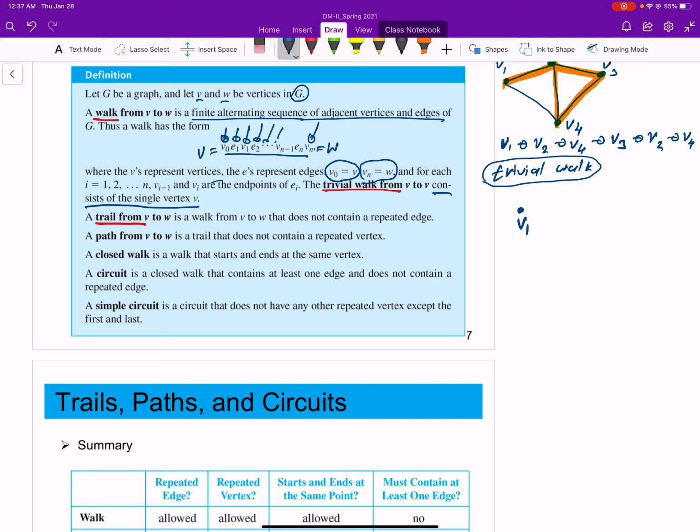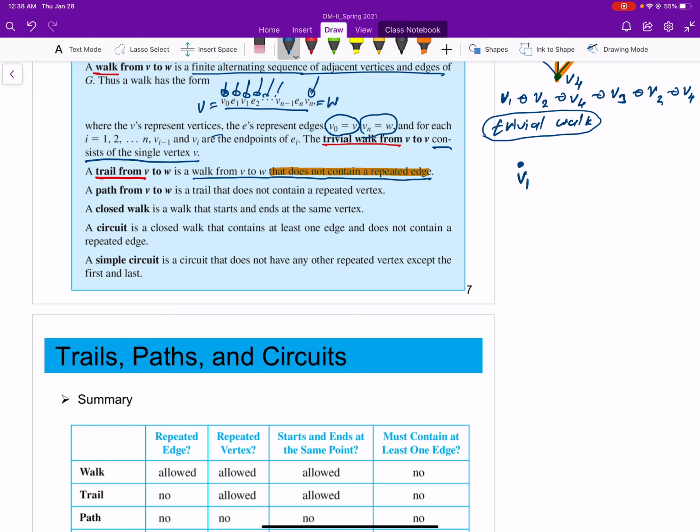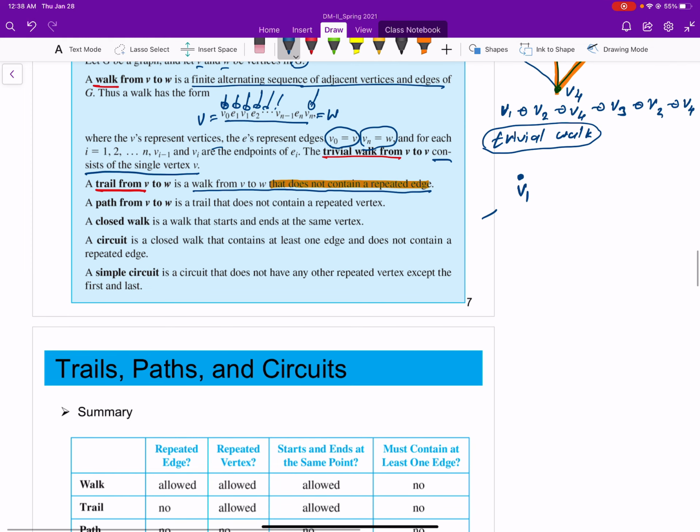A trail is a walk from V to W that does not contain repeated edges. Okay, so a trail is a walk. A walk is a sequence of edges and vertices, but especially what happened here is it does not contain repeated edges. Okay, that is very important. It does not contain repeated edges. All right, that means something like this. This is a trail.